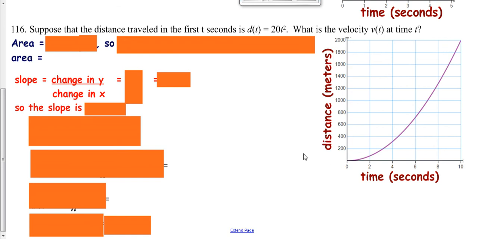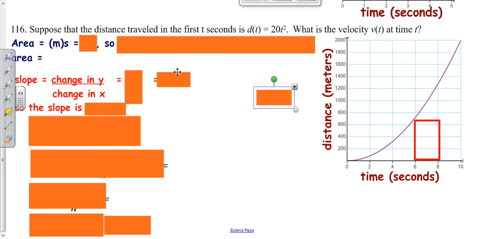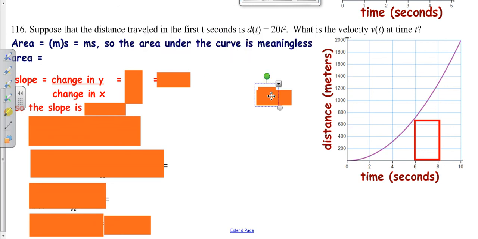Well, once again, there's only two things we've looked at: area and slope. So if we did go ahead and do our area, remember area would be like trying to find the area of a rectangle here. So you'd have to take your side of meters times your side of seconds, and you get meter seconds. Well, meter seconds is meaningless, so your area underneath this curve doesn't mean anything. So obviously we're not looking for area.